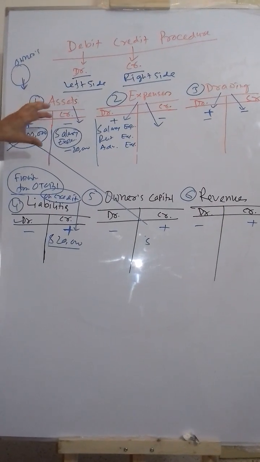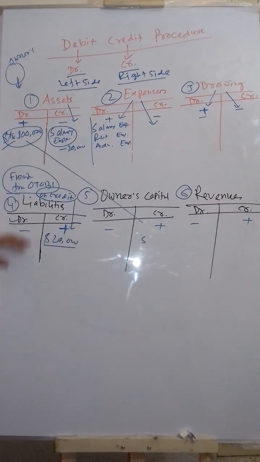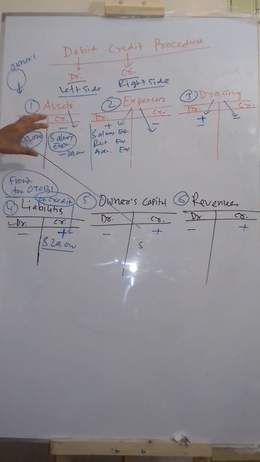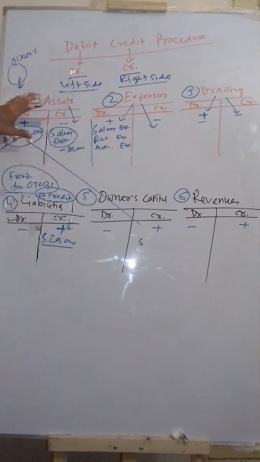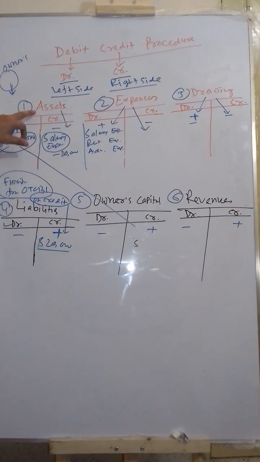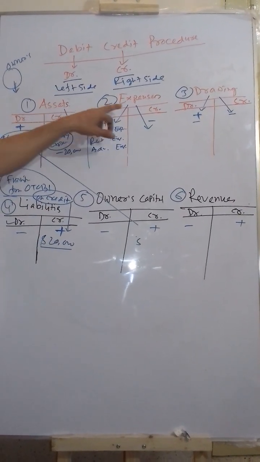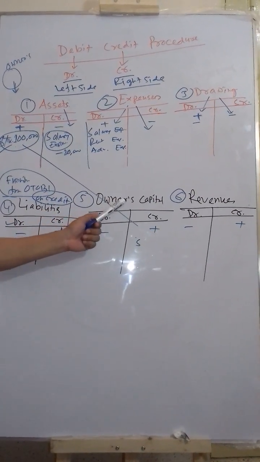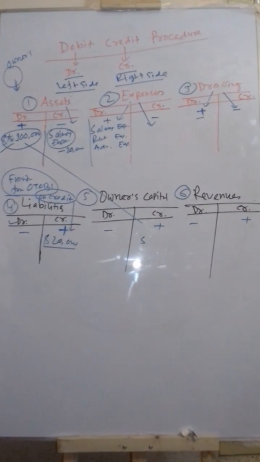And these are 6 items of an organization throughout the world. Just in every organization uses these 6 types of items. Number 1 assets, number 2 expense, number 3 drawings, number 4 liabilities, number 5 owner's capital, and number 6 revenues.